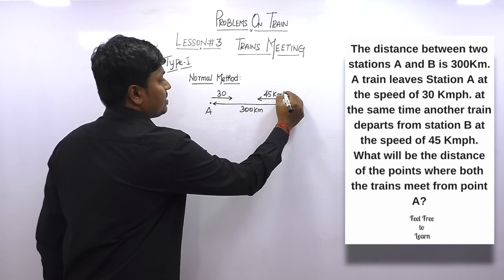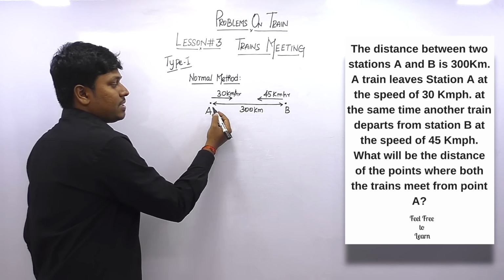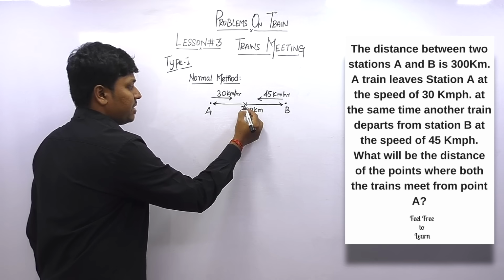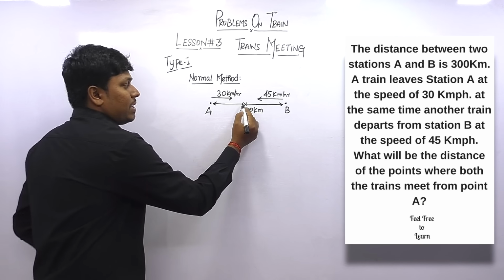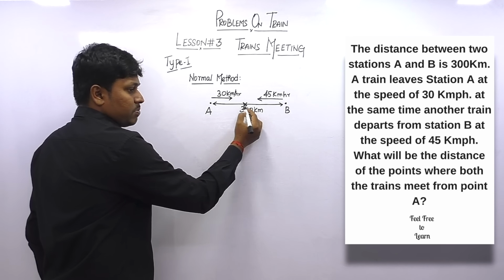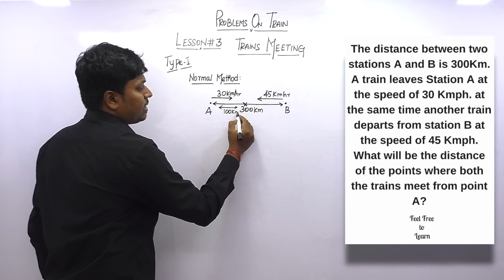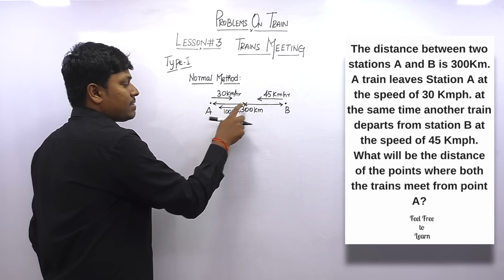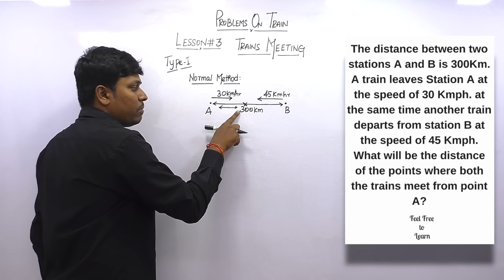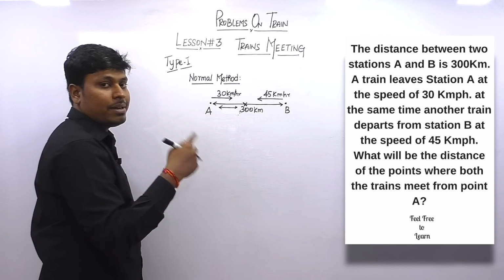So by using all this data, what is our target? Our target is to find at what distance from point A both the trains meet. So listen carefully, let me give an example. In case both the trains are meeting at this point, if train 1 covers 100 km, then definitely train 2 will cover 200 km. Got the logic, right? In case train 1 covers only 50 km while meeting, then definitely the remaining 250 km will be traveled by the second train.